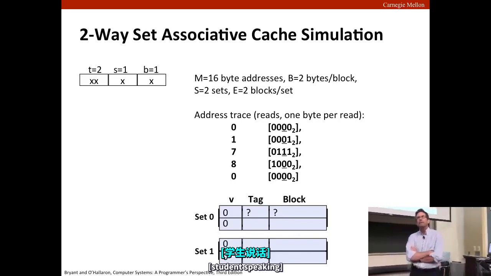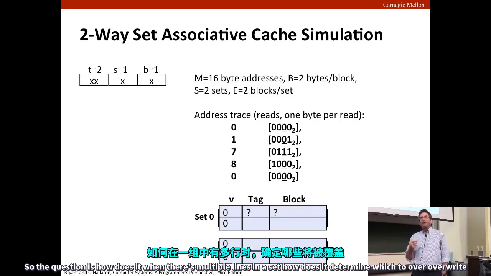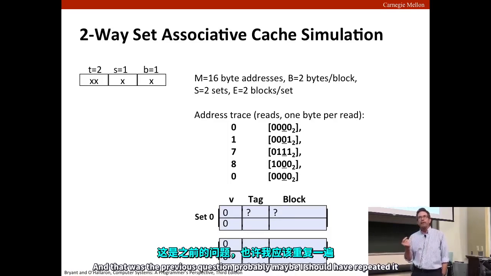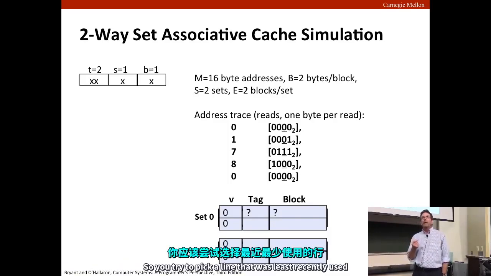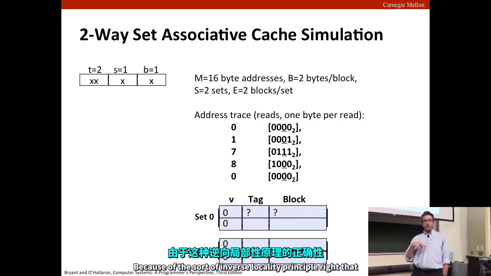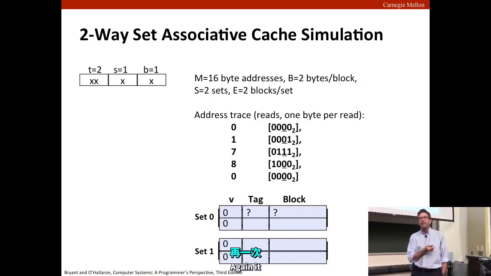Yes. For a set with multiple lines, when there's a miss, how does it choose which line to go to? That's the replacement policy. So the question is, when there are multiple lines in a set, how does it determine which to overwrite? That was the previous question. Maybe I should have repeated it. You try to pick a line that was least recently used. Lines that haven't been accessed recently are good candidates for replacement because of this inverse locality principle: if they haven't been referenced recently, chances are they won't be referenced again.